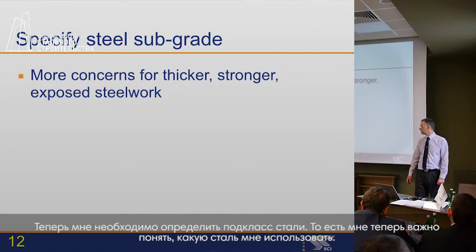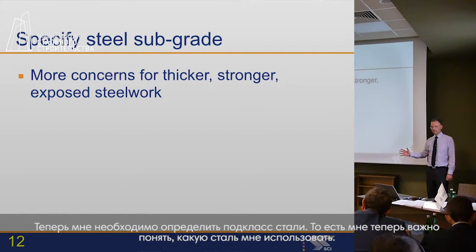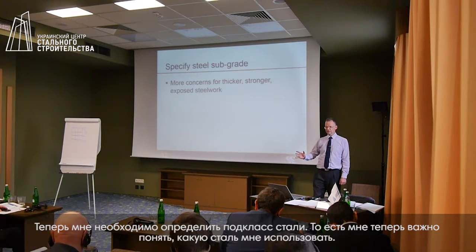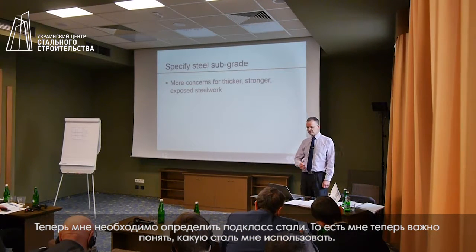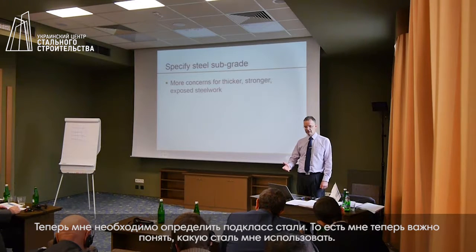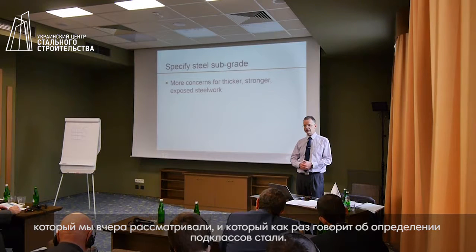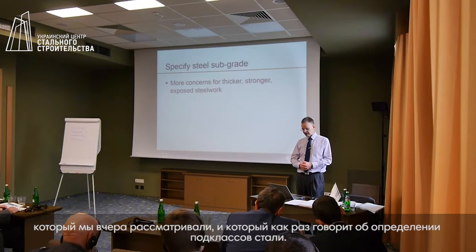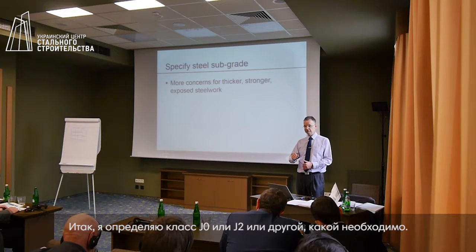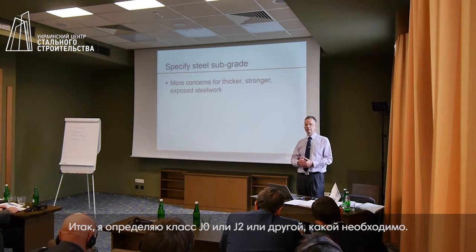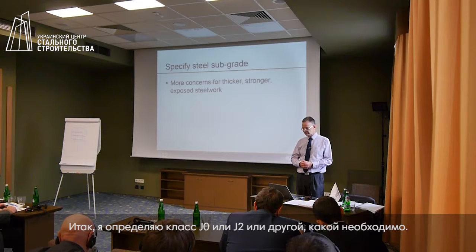I'm the designer. I must specify the steel subgrade. So I would be concerned about whether the steel is exposed. I know the thickness of the flange, and therefore I would use EN 1993-1-10, which we saw yesterday, the part that concerns steel subgrade, and I would specify J0, J2, whatever it demands.